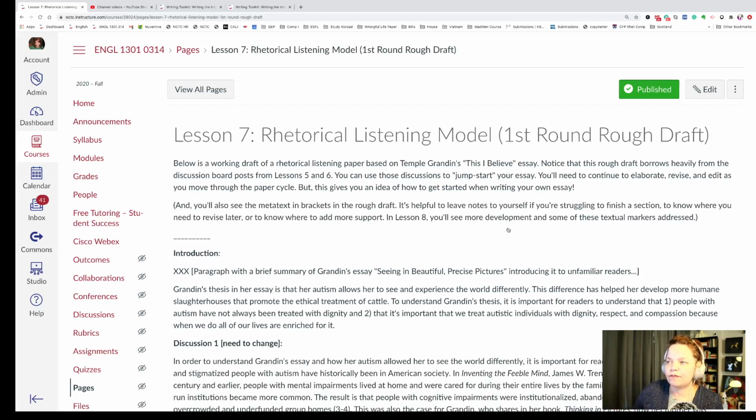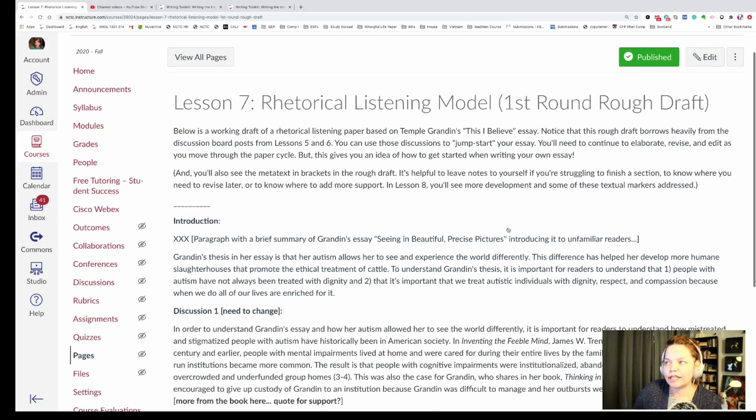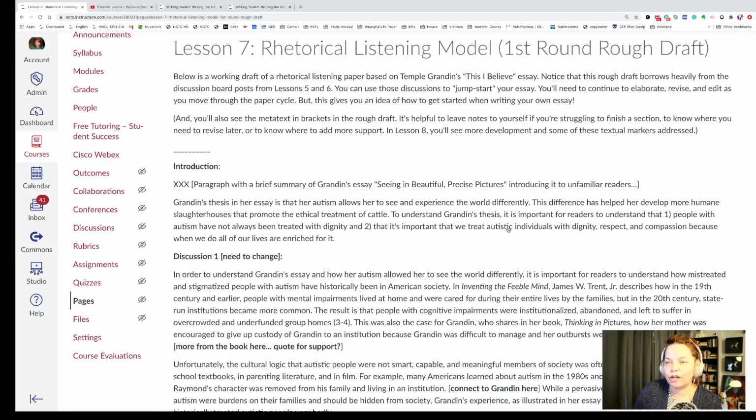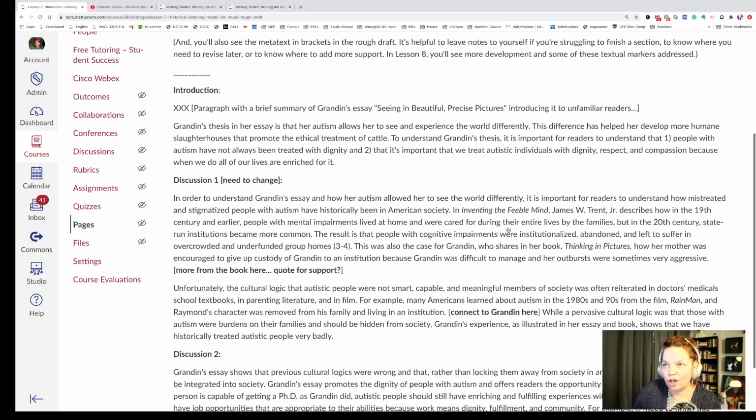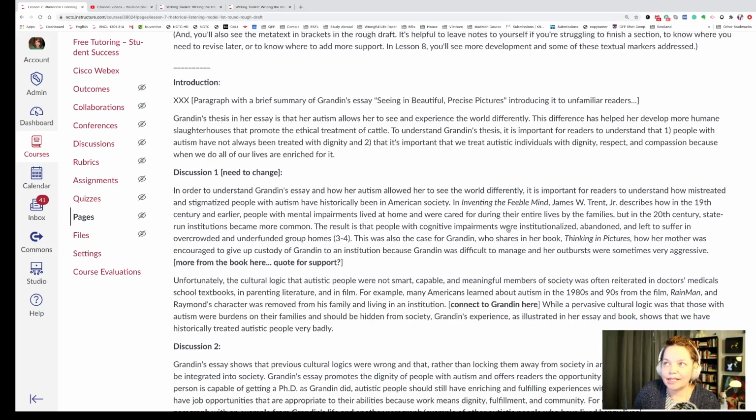It's helpful to leave notes to yourself if you're struggling to finish a section, to know where you need to revise later or to know where to add more support. And in lesson 7, you'll see more development and some of these textual markers will be addressed.